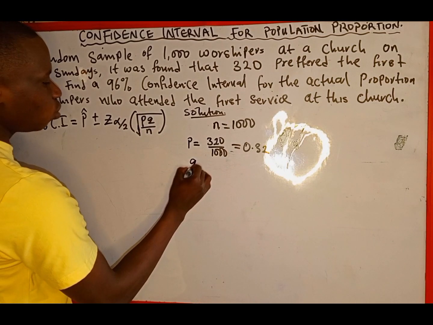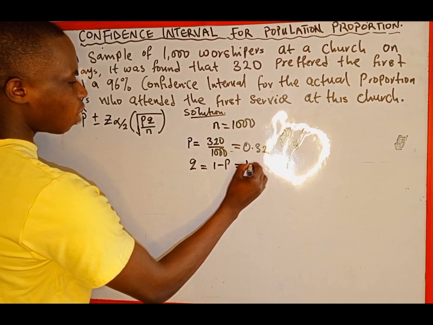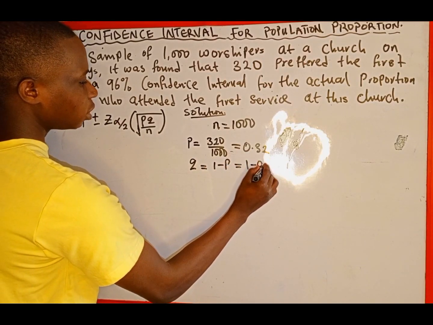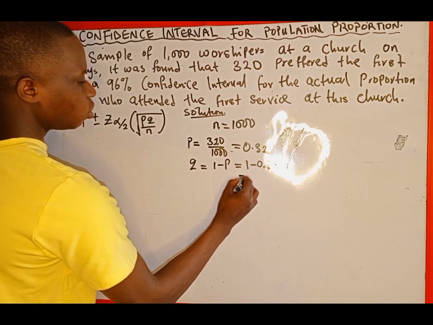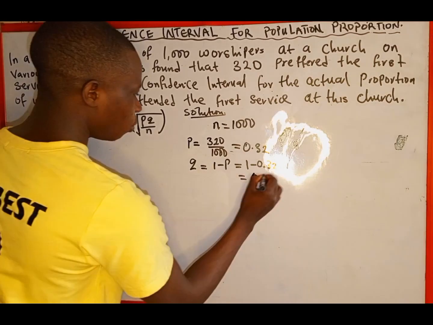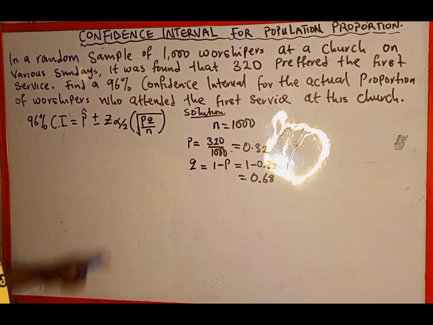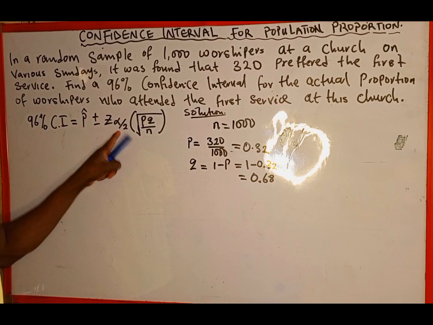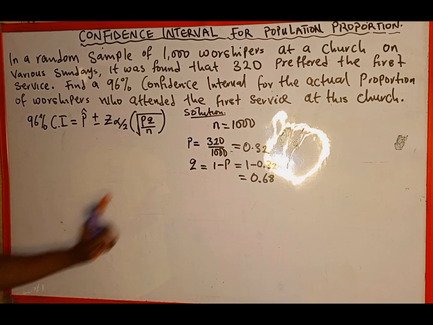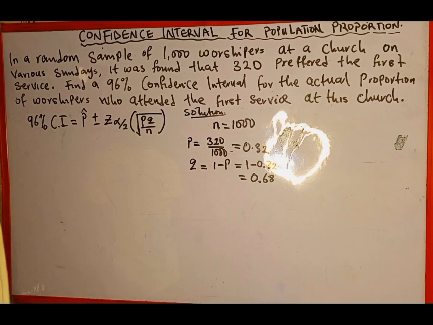Now, the next thing is to get our Q. Q is equal to 1 minus P, which is the same as 1 minus 0.32. 1 minus 0.32 is going to give us 0.68. So this is my Q. Now, if you look at this formula, we are getting P already. Z, we are going to read from the Z table. Then P is given, Q is also given, and N is given.